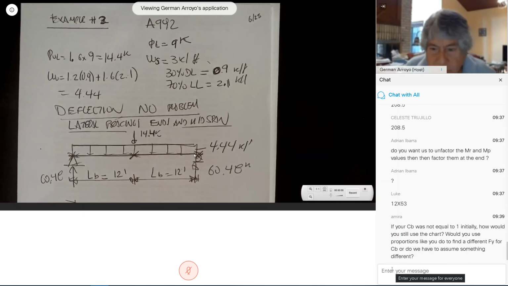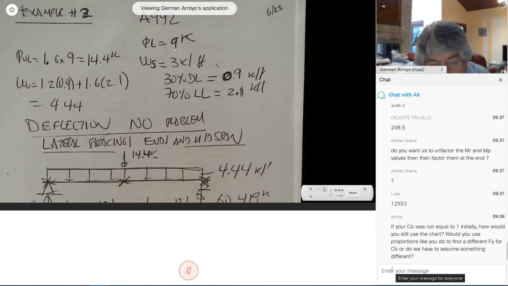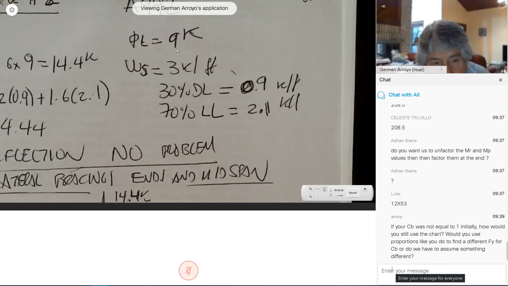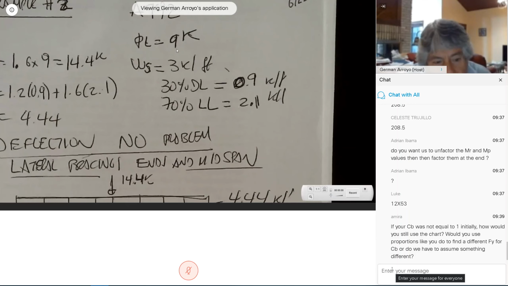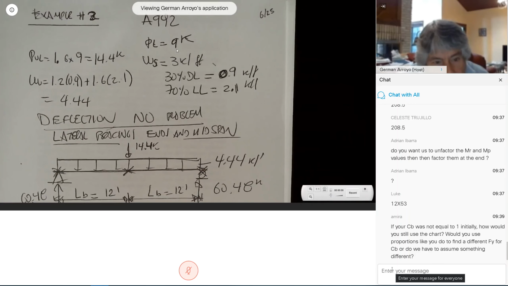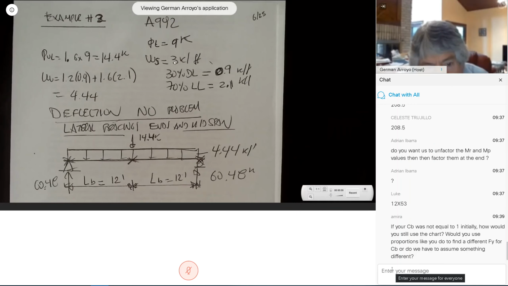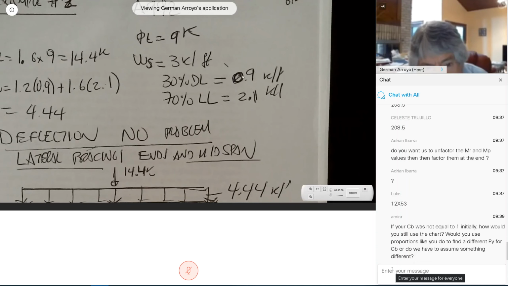Then there are no more questions about this problem. I'm going to go to page 6 of my notes, and we had a different problem, example 2. And in this example, a point load, service load 9K, and this is a live load located at the center of the span. The service load 3K per foot, 30% dead load 0.9, 70% live load 2.1.